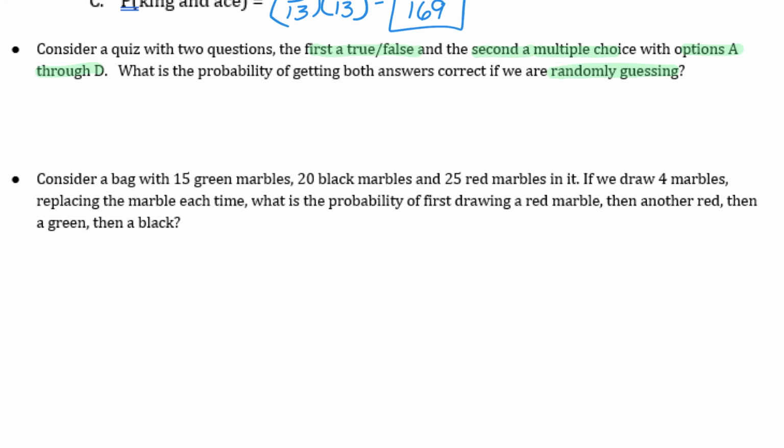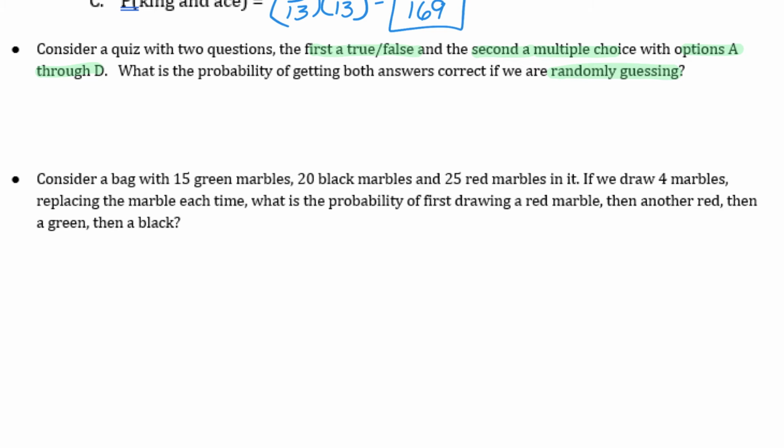Now that's an important thing when we talk about statistics. We are dealing with random events. Now hopefully if you're taking a quiz, they're not random events, so this is not your chances of getting 100 on the test. This is your chance of getting a 100 if you are random guessing.